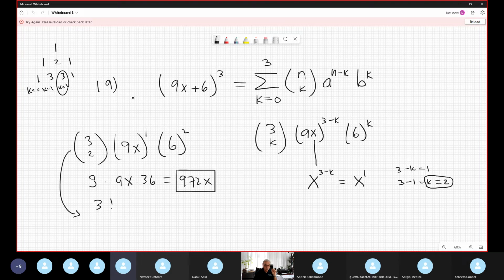3 factorial divided by 2 factorial, 3 minus 2 factorial. 3 minus 2 is 1. 1 factorial is 1. 2 factorial is 2. And 3 factorial is 3 times 2 factorial. So 3 times 2 times 1. Cancel, the answer is 2. But it's easy in Pascal. Of course, it's easy when the number is small number, right? So it's big number, much better the formulas.